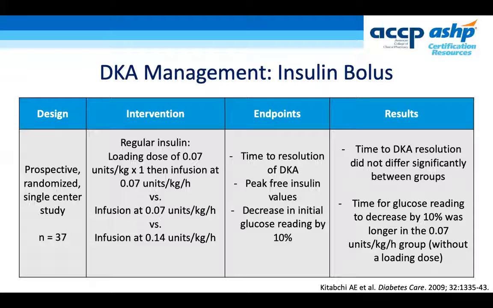So while the guidelines still remain up and down about whether or not an insulin bolus is needed, they do state one factor: if you're not going to give an insulin bolus, then you do need to ensure you're starting your insulin drip at an adequate rate. So anywhere from 0.1 to 0.14 units per kilo per hour to start.